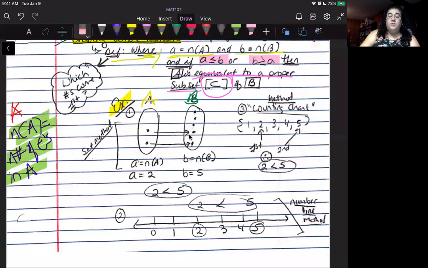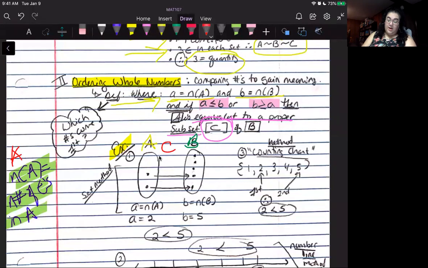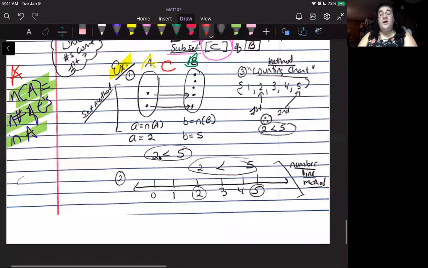Because we've used one-to-one correspondence, and we notice that B has all these extra elements. And therefore, because 2 is less than 5, it means that A is a proper subset of B. That's what the definition up here was saying, okay? But basically, that just means that whatever is less than is a proper subset of whatever is greater than, okay? In simple language.